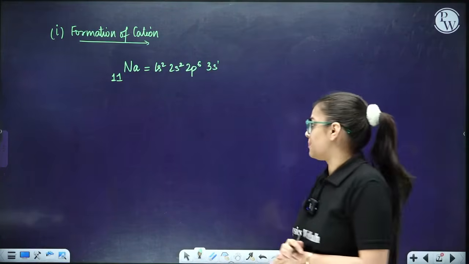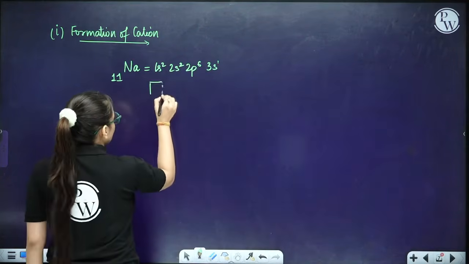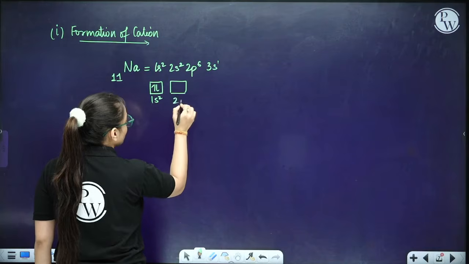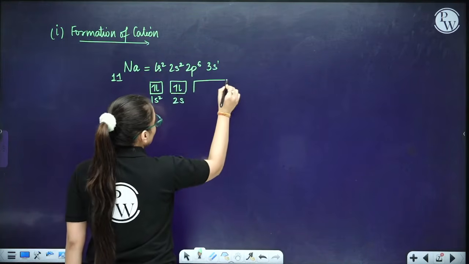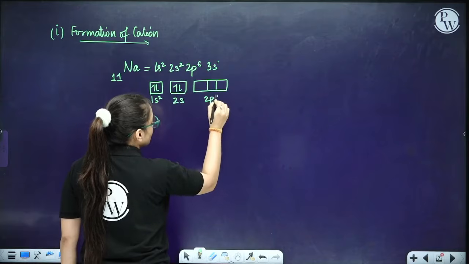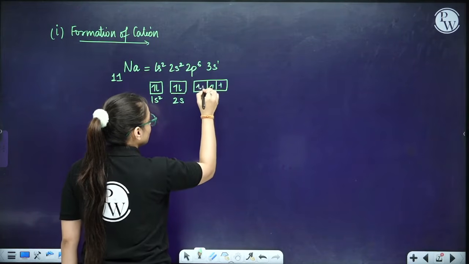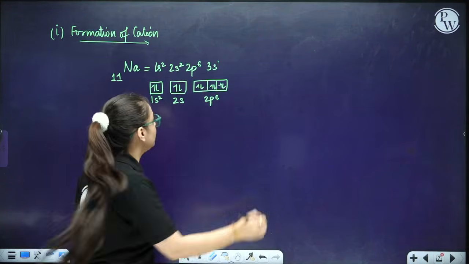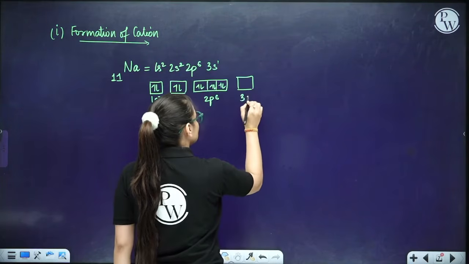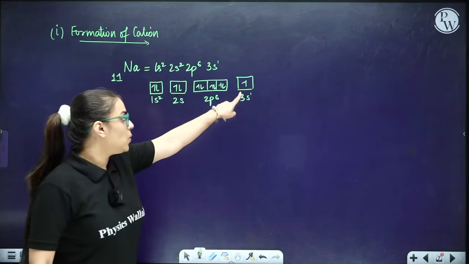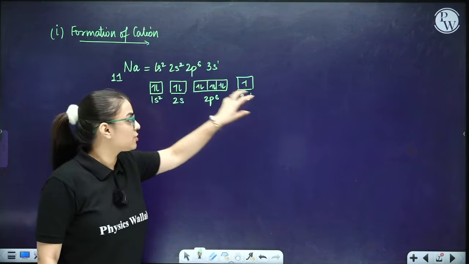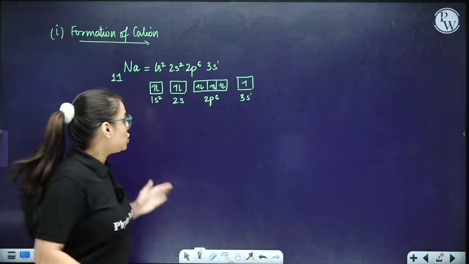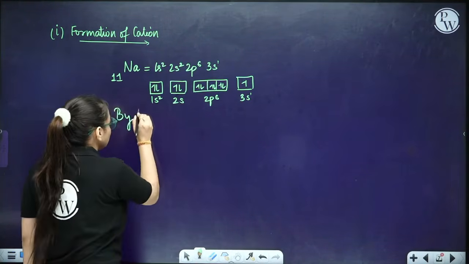Why am I saying that? If I have to fill all the electrons, 1s2 means 2 electrons, 2s2 again 2 electrons, 2p6 so it is 1, 2, 3, 4, 5 and 6, again completely filled. Now it is 3s1, only one electron. If we lose this one electron, it will attain a stable configuration which has paired electrons, completely filled orbitals. So by losing one electron, it becomes stable.